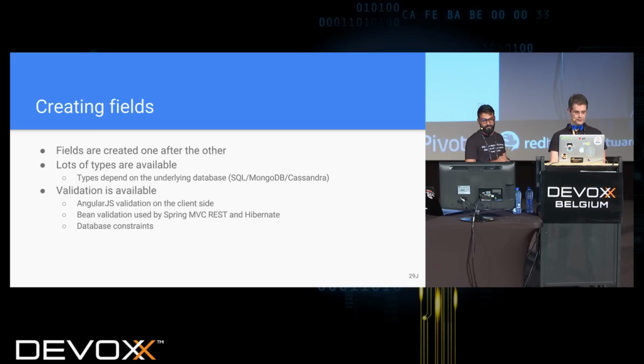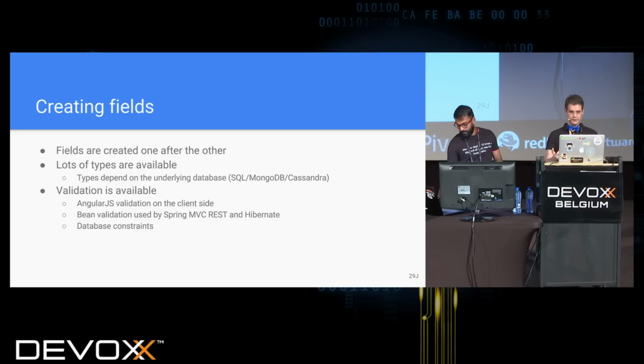So when you use the entity subgenerator, as we saw, you can create some fields. They're created one after each other. We have got lots of types. Of course, those types depend on your database. You don't have the same types with Cassandra. You can use a UUID, for example, with Cassandra.